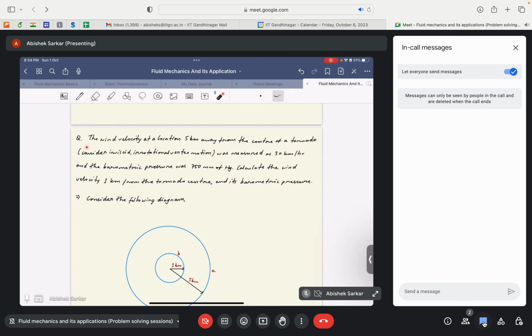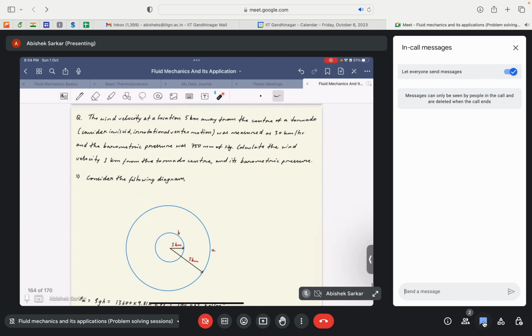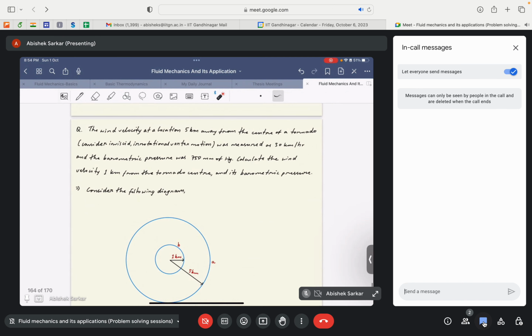The wind velocity at a location 5 km away from the center of a tornado, considered to be inviscid irrotational vortex motion, was measured as 30 km per hour, and the barometric pressure was 750 mm of mercury. Calculate the wind velocity 1 km from the tornado center and its barometric pressure. Okay, so I guess it's very simple.